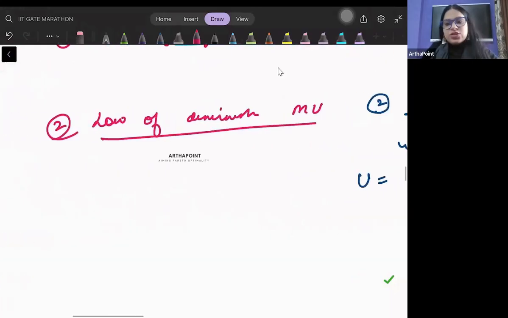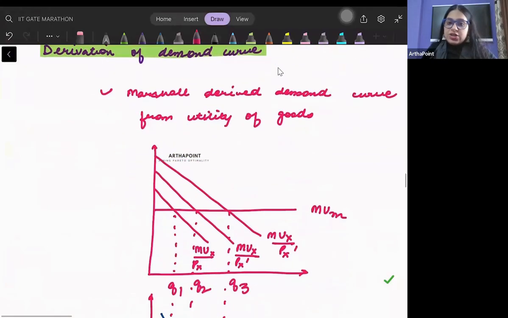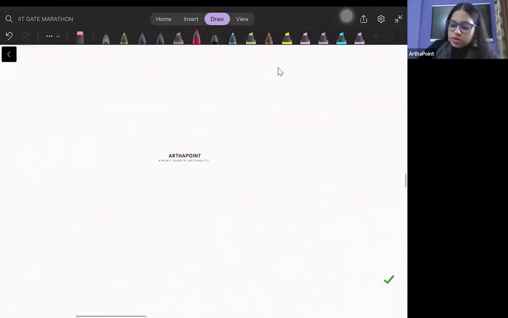दूसरा है law of diminishing marginal utility. All of us know that as consumption increases, marginal utility will decline. There are some limitations, बेटा ये पढ़ लेना. अच्छा, now this is good.